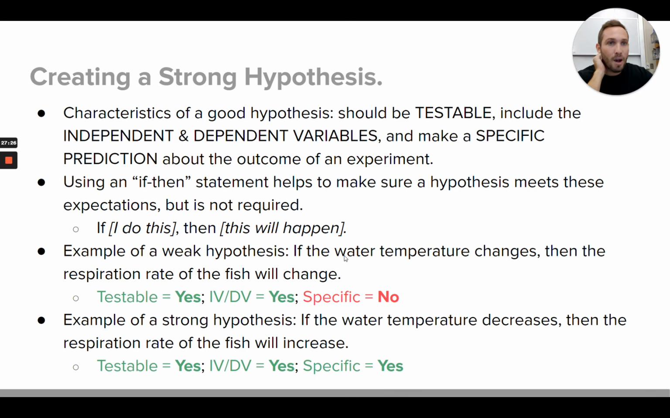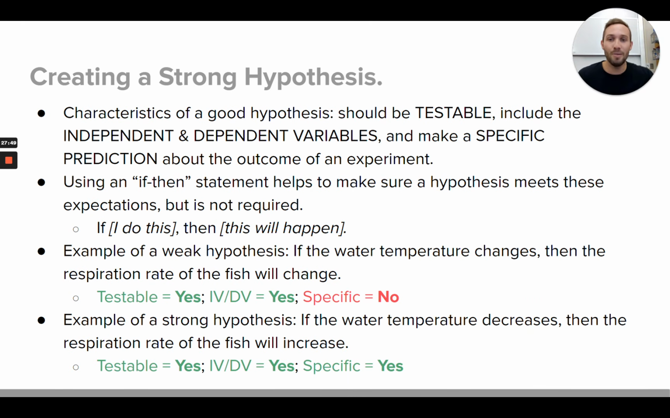But the problem with this hypothesis is it's not making a specific prediction. It's a very generic, general prediction. It's saying if you change the water temperature somehow, in some way, then the respiration rate of the fish will change somehow, in some way. So it technically is a prediction. It's just a very not specific prediction.